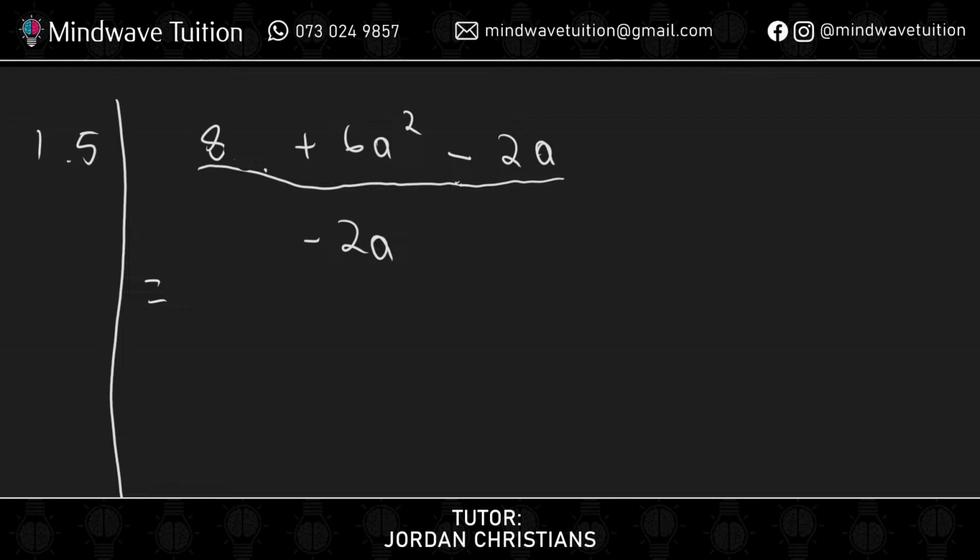Okay. So again, this is just all under the same section of algebra, but they won't specify what sort of algebra you need to use. So now we have a fraction that we need to break up. So we'll say 8 over minus 2a plus 6a squared all over 2a minus 2a over minus 2a.